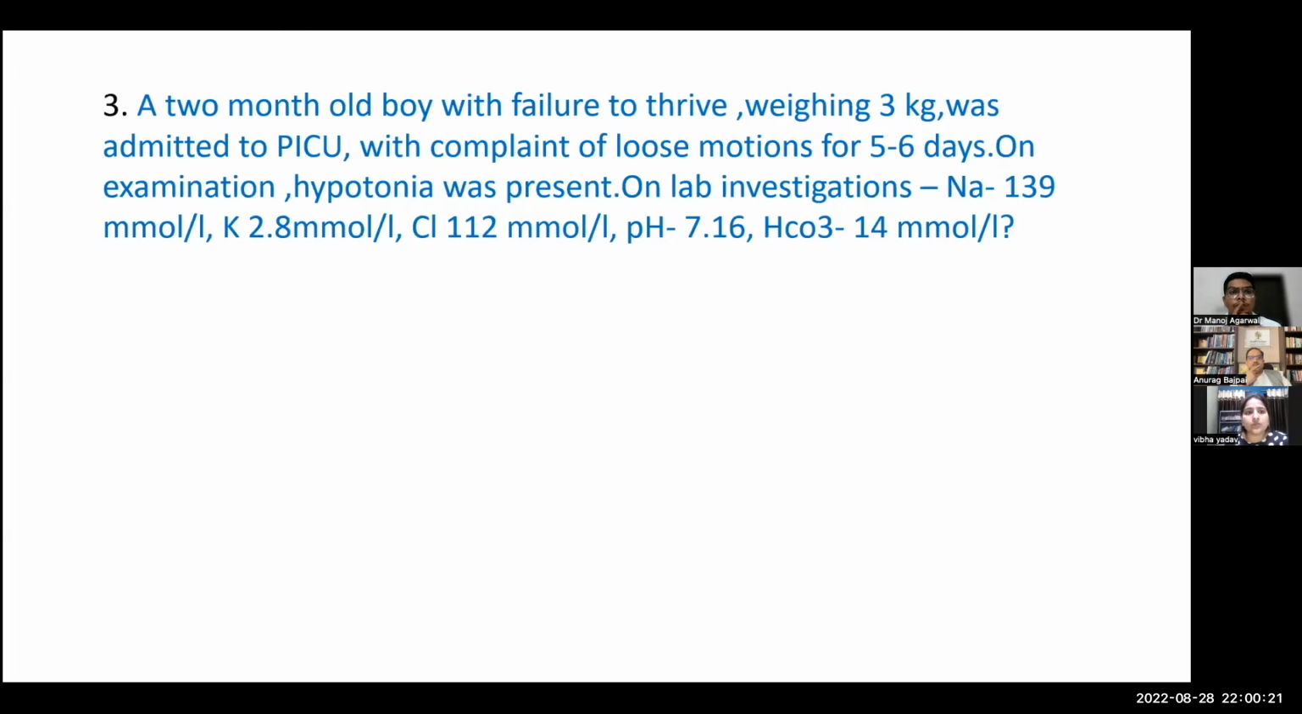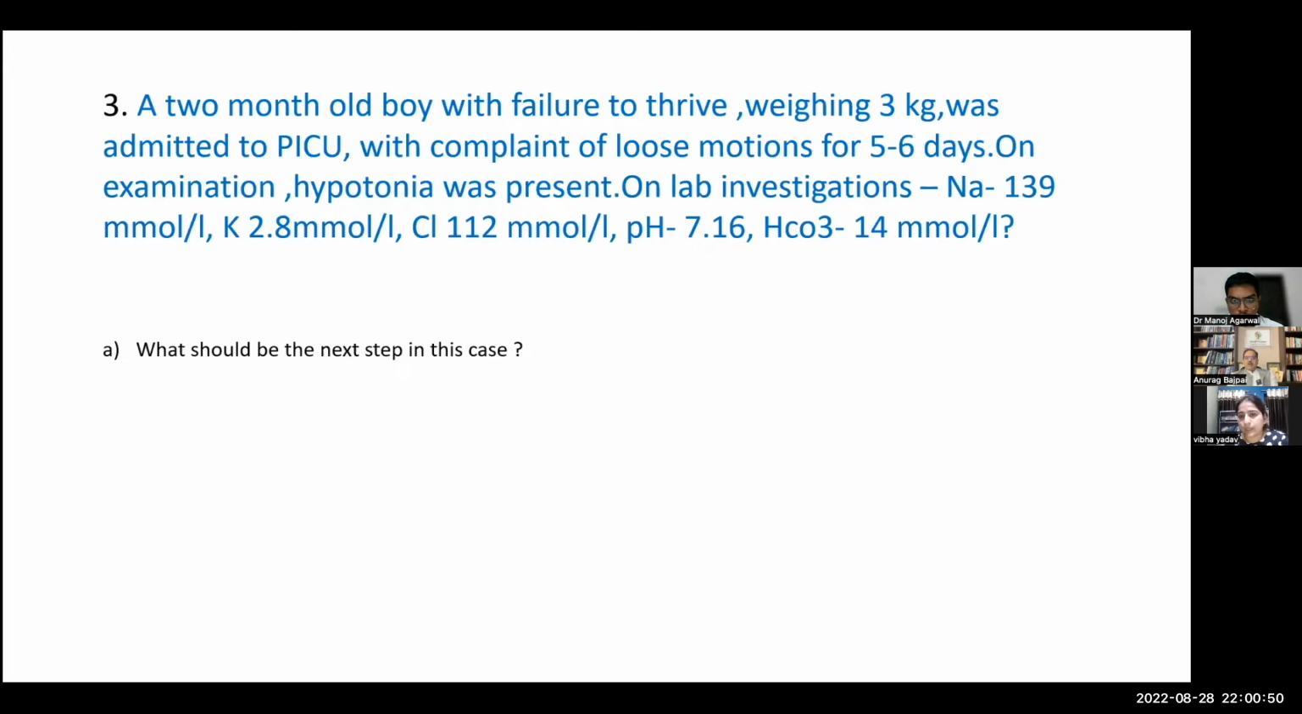A 2-month-old boy with a failure to thrive, weighing 3 kg, was admitted to PICU with the complaints of loose motion for 5 to 6 days. And he has hypotonia on examination. His sodium was 139 and potassium was 2.8. Chloride was 112, pH 7.16, and bicarbonate was 14. So the question is, what should be the next step in this case?